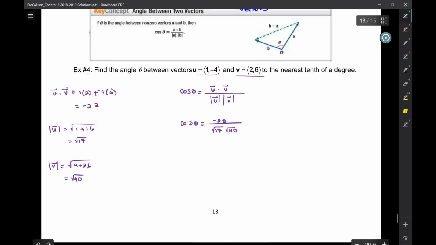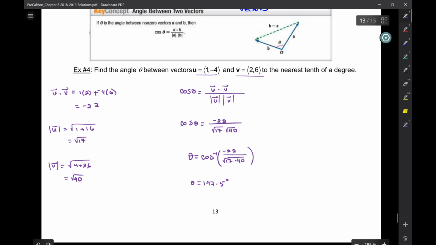All right, and we need to find theta here. So can somebody plug in the inverse cosine of this? So it's inverse cosine of negative 22 over root 17 times 40. You could put it in one root, and we want it to the nearest tenth of a degree. So let's go ahead and plug that in. All right, so theta here is 147.5.